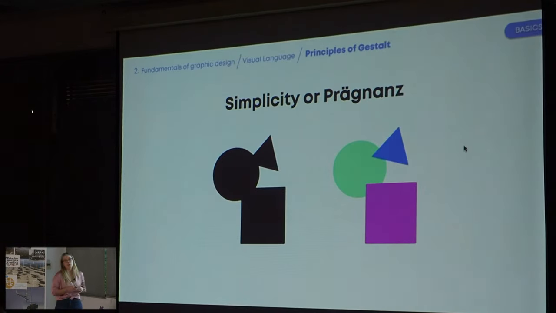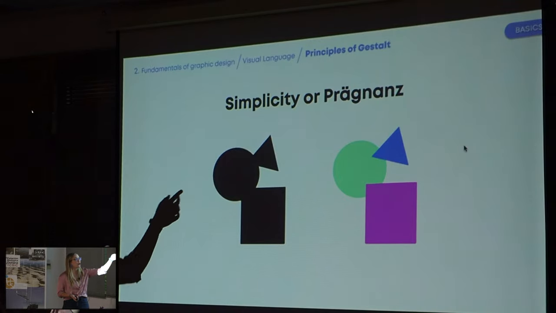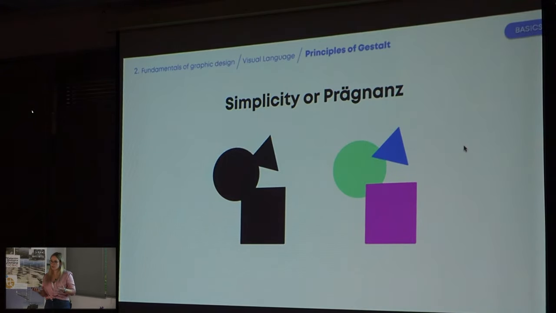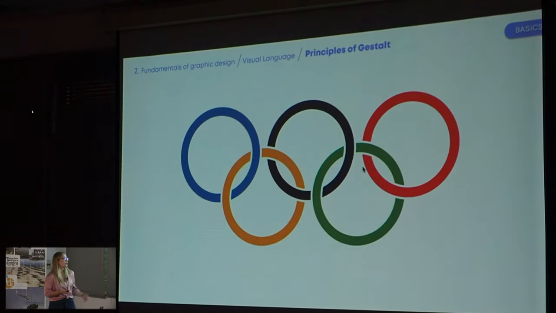The last principle I'm going to explain today is the one of simplicity, or pragnanz. It's a principle that says that our brain will always try to simplify images as much as it can. So for example here, our brain sees a triangle, a circle, and a rectangle rather than a complex image composed of three of them. The same happens, for example, to the Olympic Games logo. Our brain sees overlapping circles rather than a complex image composed of curved lines. Actually, we don't see anything else than overlapping circles.